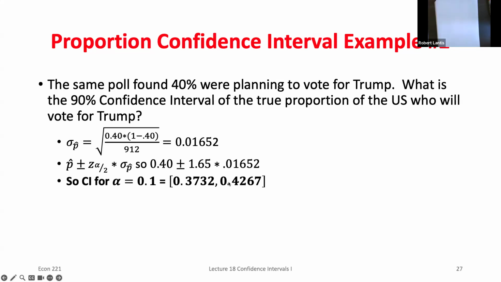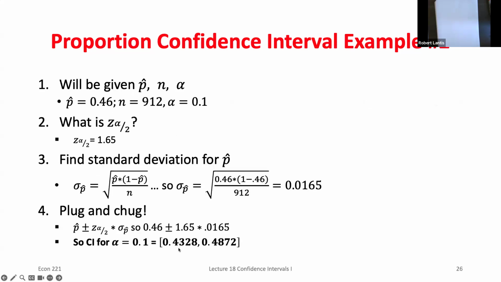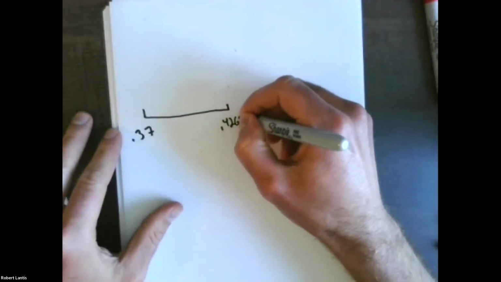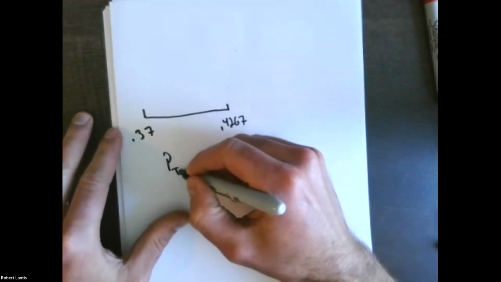So notice here, if I was trying to predict the election with 90% confidence, I could say the true proportion of votes that Trump is going to get is in between 0.37 and 0.4267. Well, Clinton's lower bound is 0.4328. Now I forgot the values. Here, I'm going to cheat. So this is approximately 0.37 to 0.4267. So I know that the true proportion of people who are planning to vote for Trump in 2016 is somewhere in this range.